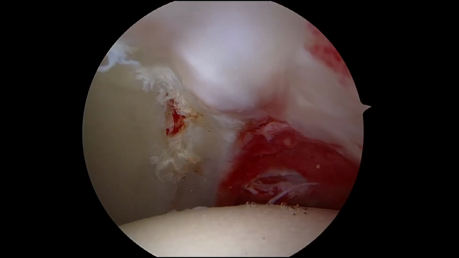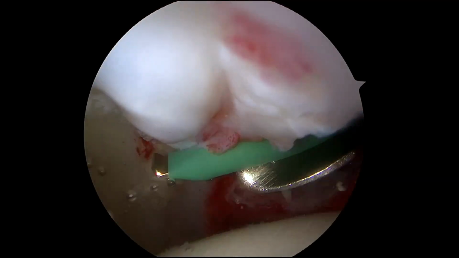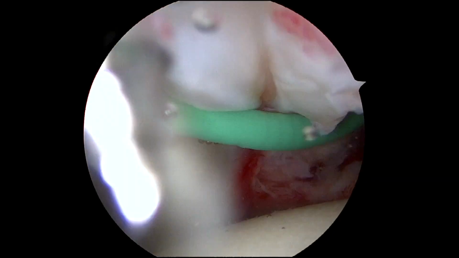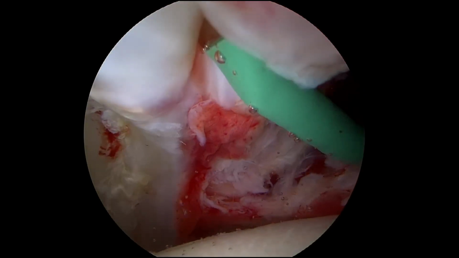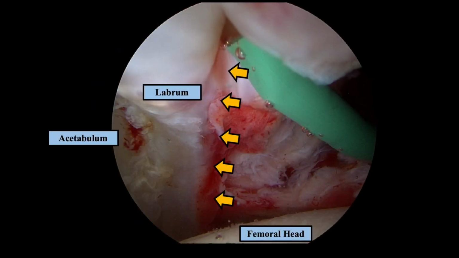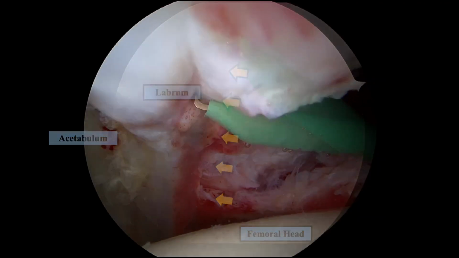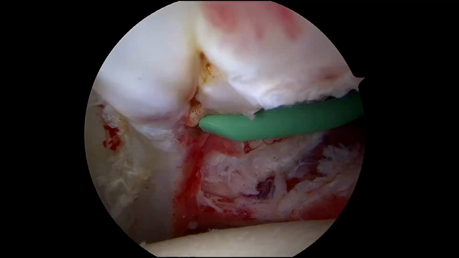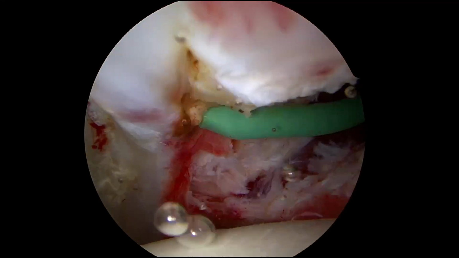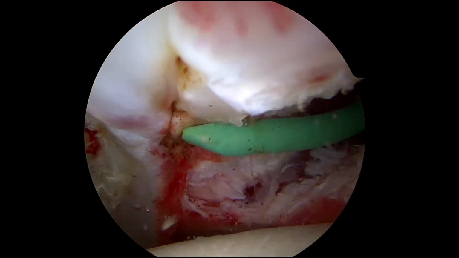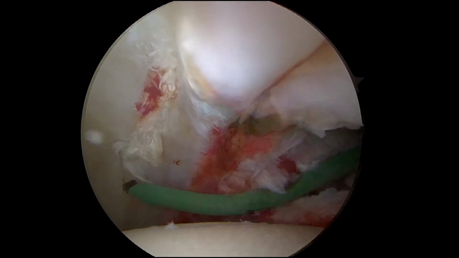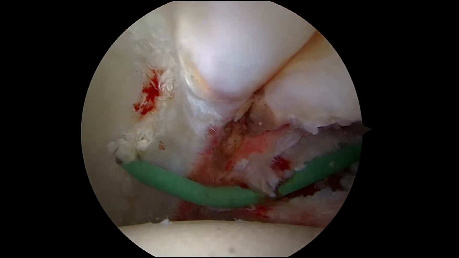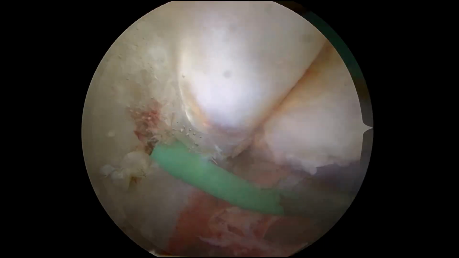In a similar fashion, a radiofrequency probe was carefully inserted into the hip joint and used to reestablish the capsulolabral interval indicated by the orange arrows. Dissection of the capsulolabral interval was meticulously continued more medially and laterally until reestablishment of the interval was achieved. Additionally, frayed labral tissue was debrided.